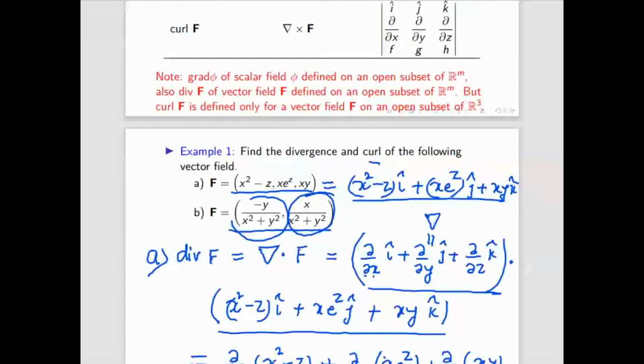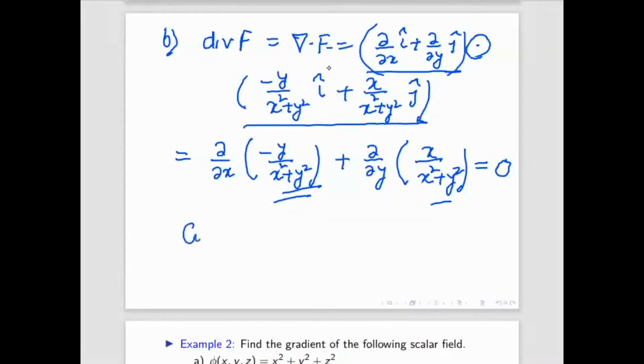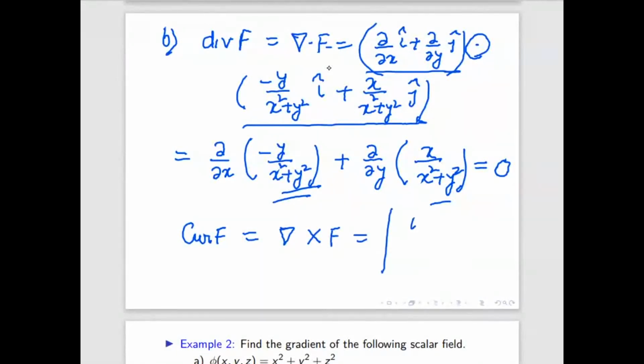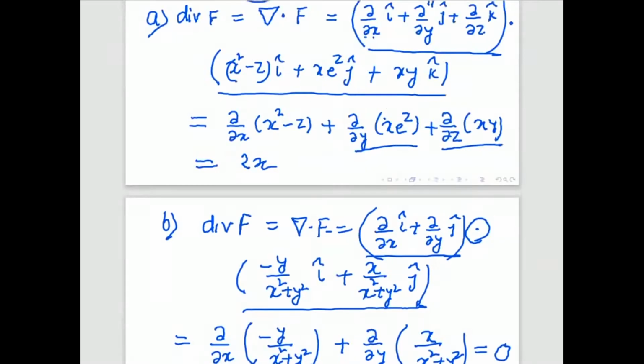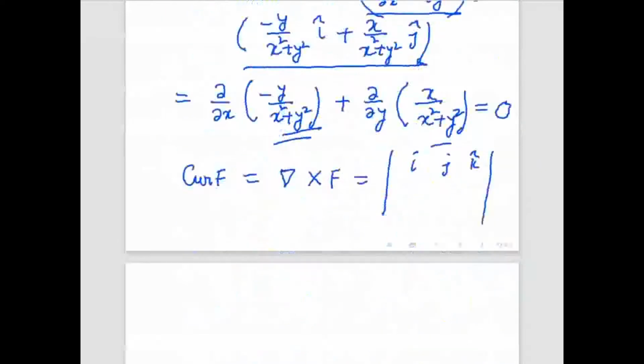So now in this question we have to find the divergence also. The divergence we already found, so we have to find the curl. The curl of F will be del cross F, the cross product of F. So for the cross product we have to write i, j, k. So tell me which part you want me to do, part A or part B, and I will do that. Part B. Second part. Okay.